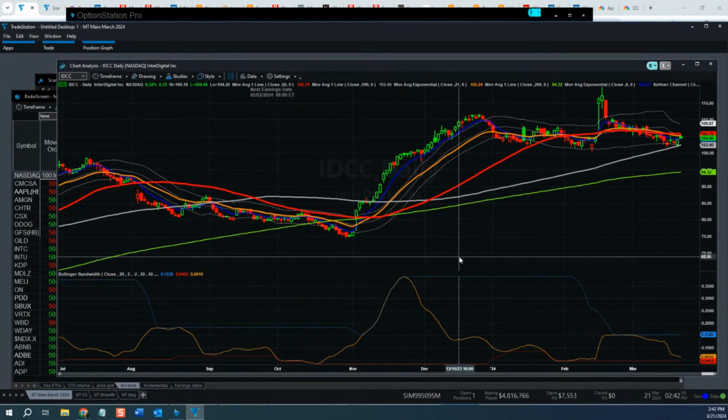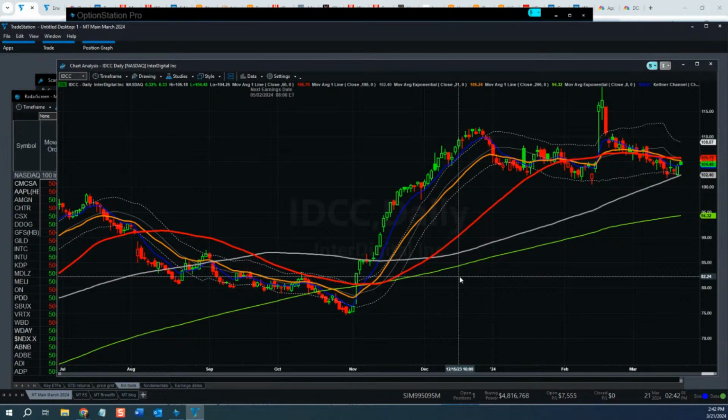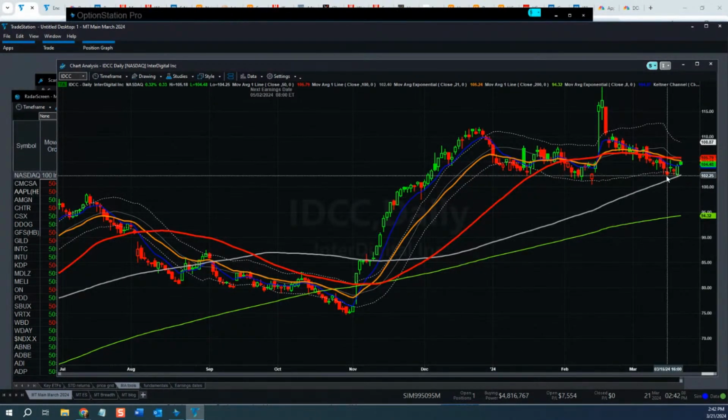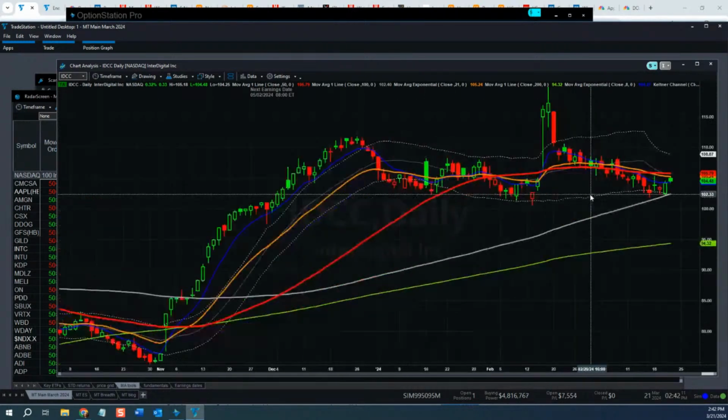So to me, this is the sort of thing that is another one that just popped up on my list. This one popped up because of the Keltner pullback, and it was on my list last week. It hasn't done anything, but I think this is one here when we look at it.